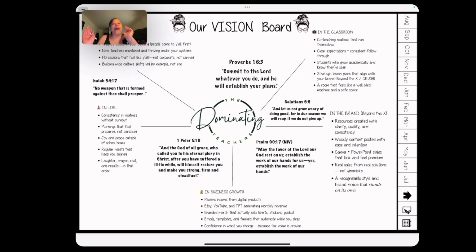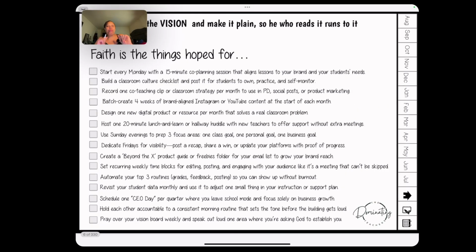All right, so we got our vision. We got our little blessings on the vision. All right, and then we got some faith for things that's hopeful. Now, I want to have millions of dollars, but I'm going to be okay if I don't. Because whatever he has for me, I know it's going to be more than I can ever imagine. So we just going to go with it.